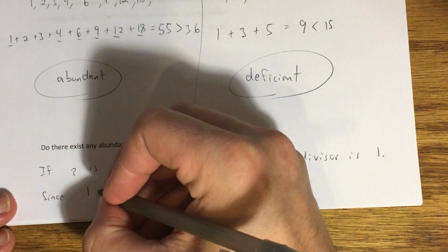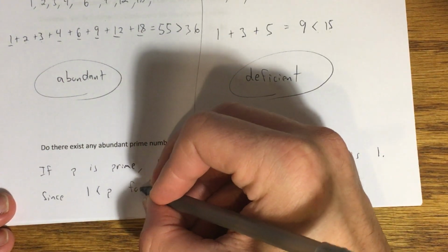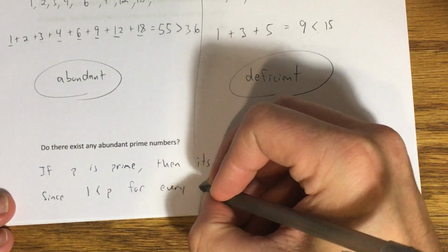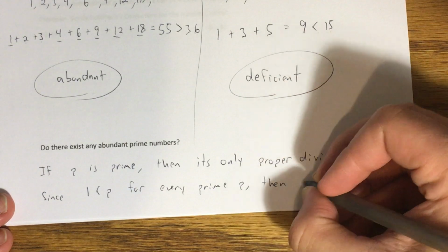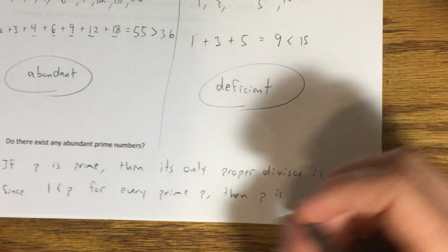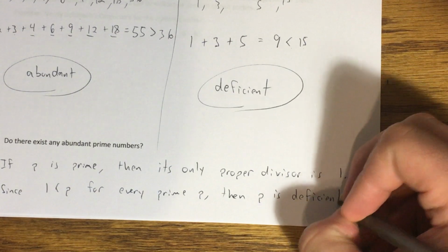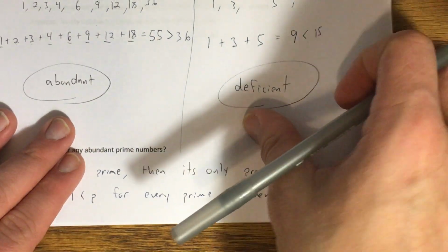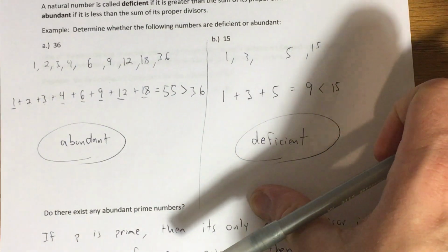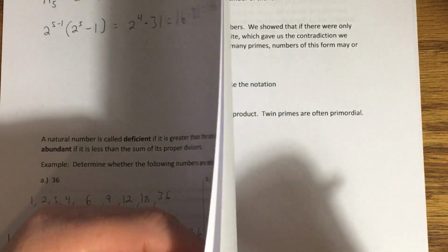Since 1 is less than the prime number p for every prime p, then p is deficient. So that sort of shows that every prime number is a deficient number. Okay? All right, let's move on.